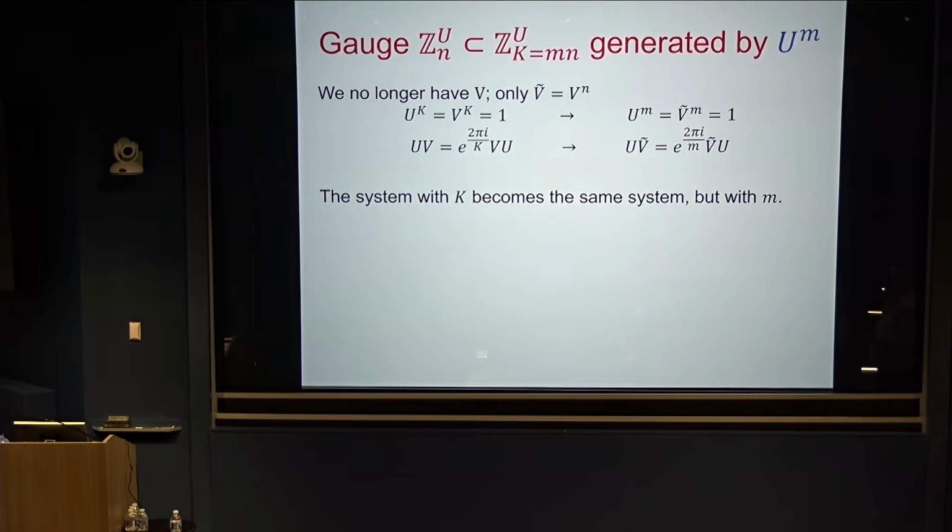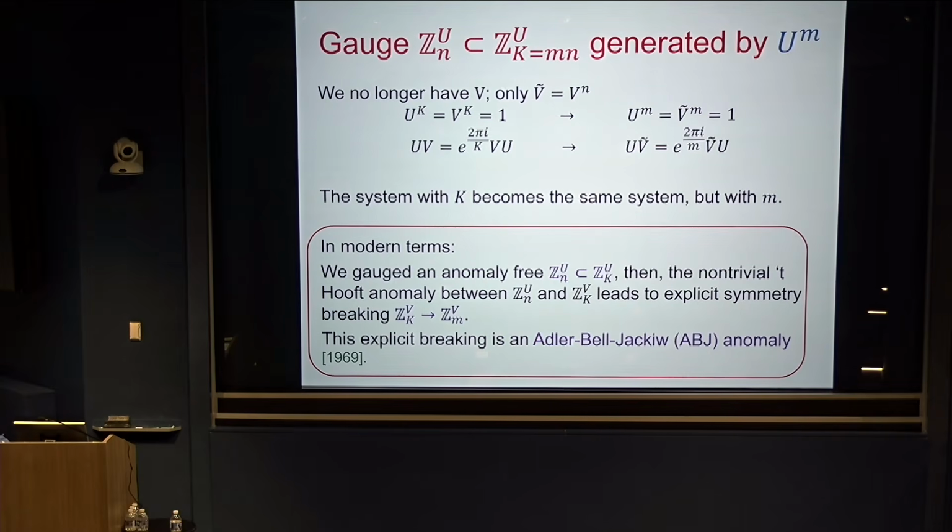So let's track it in more detail. We no longer have V. We lost V because it's not gauge invariant. But we do have V tilde, which is V to the n. And therefore, the symmetry algebra, which had this at the beginning, at the end, we have that. And we say we have exactly the same system, except that k became m. So the Hilbert space got down by a factor of n.